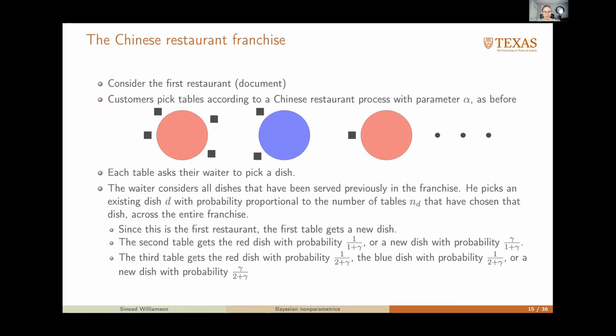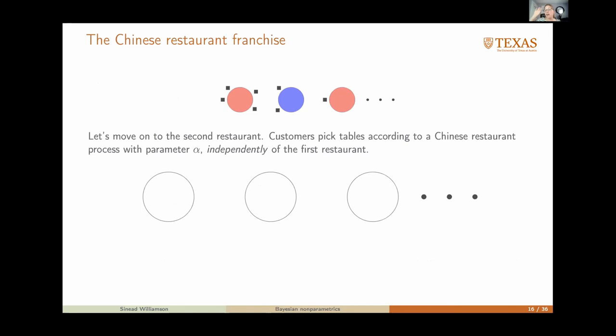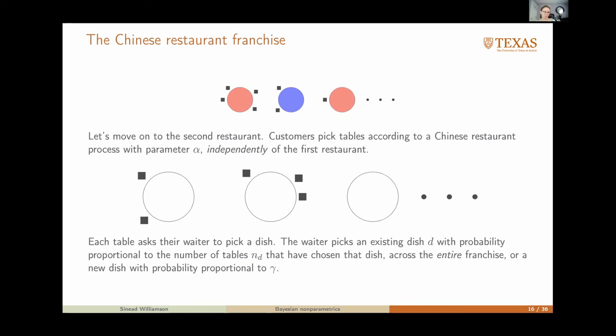Okay, let's move to the second restaurant. Here, the customers don't know where people are sat at the other restaurant. They're going to sit down at a Chinese restaurant process with probability independent of the first restaurant. So they're only considering how many people are sat at each table. They're then going to ask their waiter to pick a dish. Now, this waiter knows what has been served at the first restaurant. So he's going to pick a red dish now with probability proportional to two, which is the number of red dishes we've had, a blue dish with probability proportional to one, or a new dish with probability proportional to gamma.